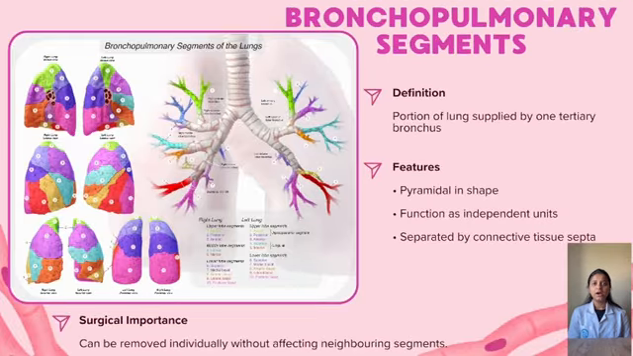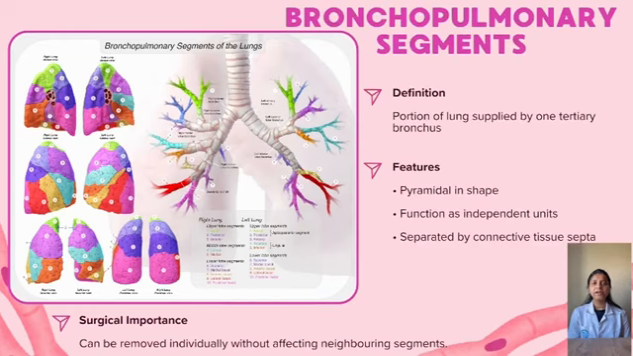Bronchopulmonary segments. Another important concept is that of the bronchopulmonary segments. A bronchopulmonary segment is a part of the lung supplied by one tertiary or segmental bronchus. These segments are pyramidal in shape, with the apex directed towards the hilum and the base towards the surface of the lung. They are separated by connective tissue septa formed by the visceral pleura.